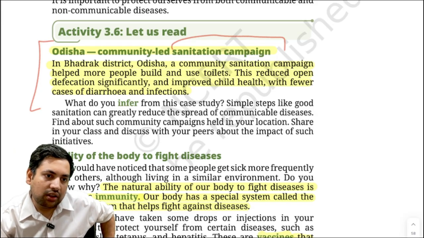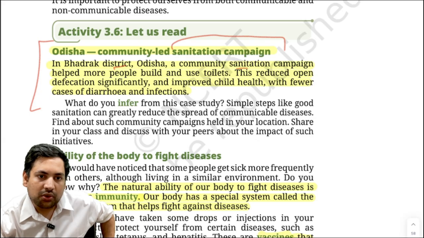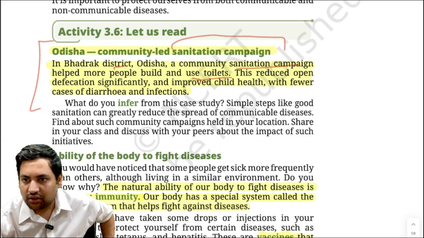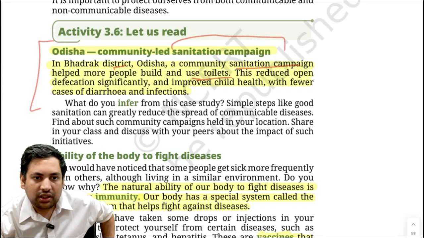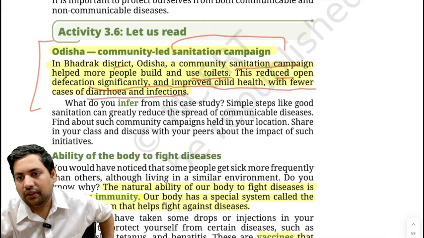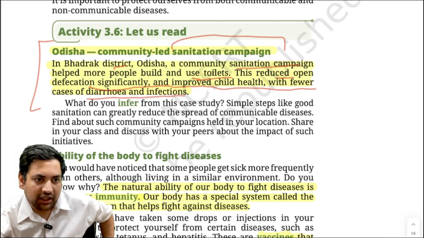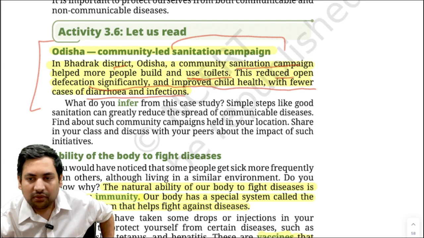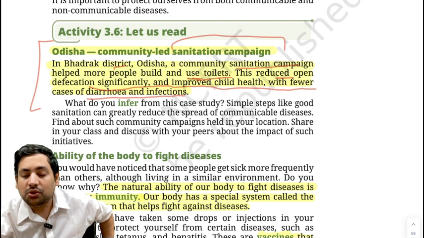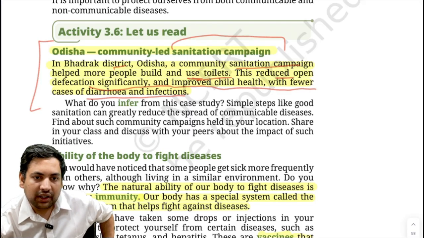In Bhadrak district, Odisha, a community sanitation campaign helped more people build and use toilets. This reduced open defecation significantly and improved child health, with fewer cases of diarrhea and infections. So basically just basic things like sanitation campaigns and promoting people to build and use toilets so that they get a clean environment.